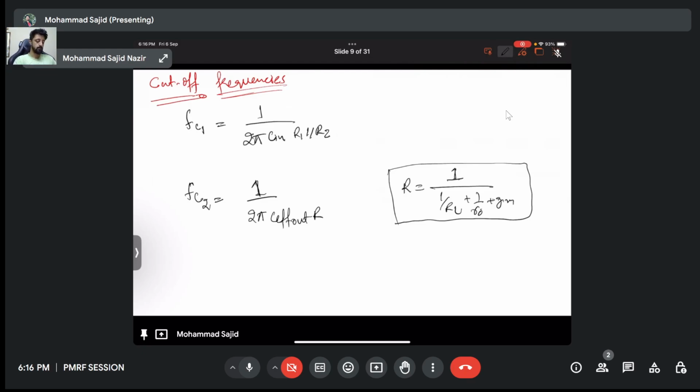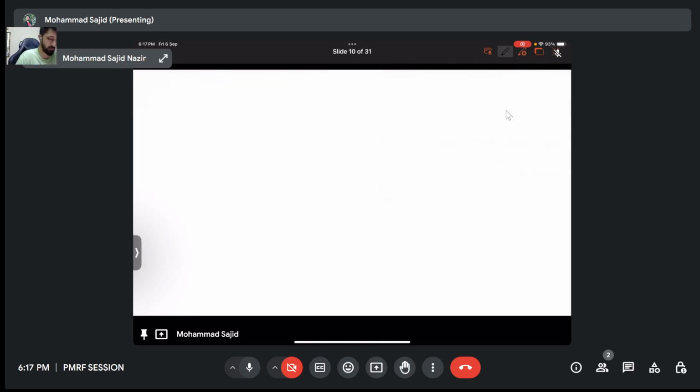So, what are the steps you need to do? One, you need to find C effective, and then you need to find R, for which you need to find RL, R naught and GM. GM we calculated. You just need to find R naught, which will be given by 1 by lambda ID. For that, you have the ID value, and lambda is given. You can find R naught and then find R and the upper cutoff frequency.